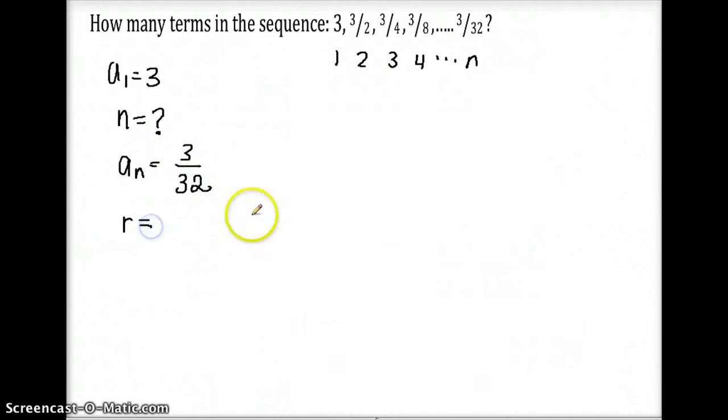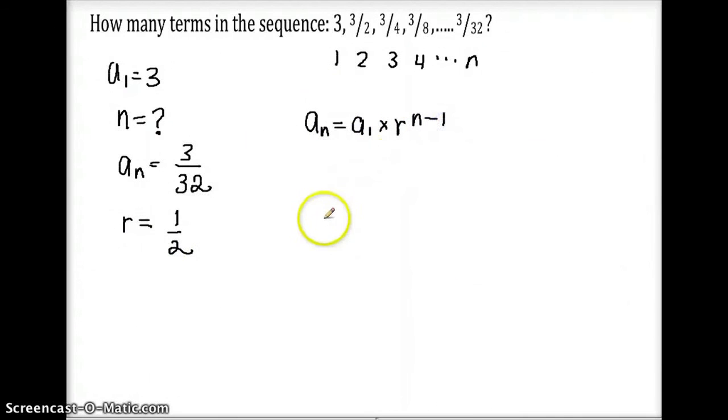And we know that r is where we are multiplying by 1/2 each time. So it's going to be 1/2. So we're going to write the formula: an equals a1 times r^(n minus 1). And then we're going to substitute the numbers in.